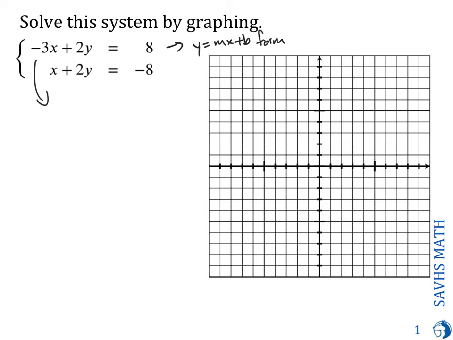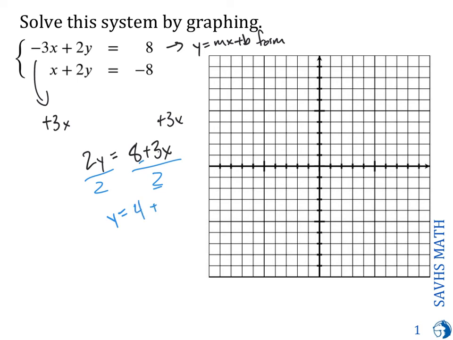I'm going to start with the first one. So I'm going to add 3x to both sides. Then I get 2y equals 8 plus 3x. And then I need to divide both sides by 2. So then I get y equals, okay, 8 divided by 2 is 4, so I get 4 plus 3 divided by 2, which is 3 over 2 x, or 1.5x, either one is fine.